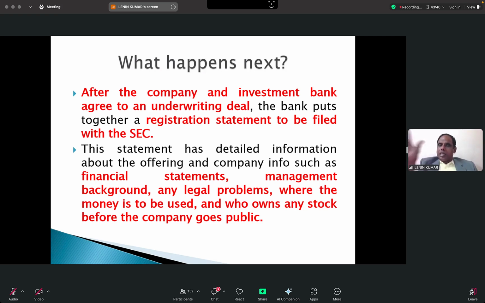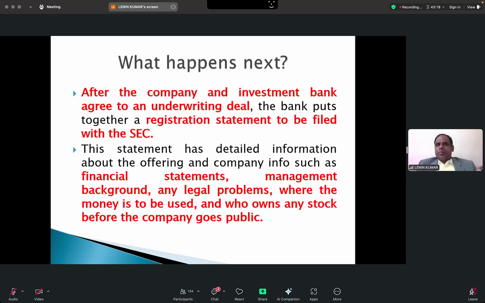That is called the registration statement, which must be prepared by Emirates NBD on behalf of Lulu and handed over to the Securities Exchange Commission. So who is the Securities Exchange Commission? They are the regulating body taking care of all these regulations. I hope this point is also very clear.